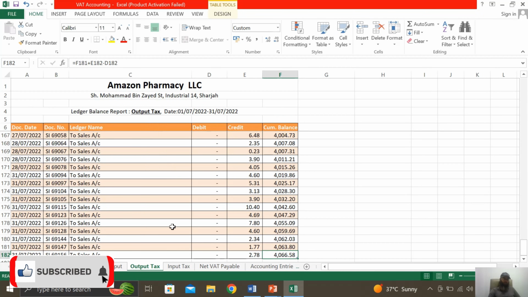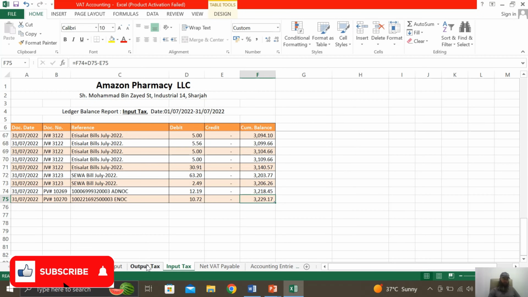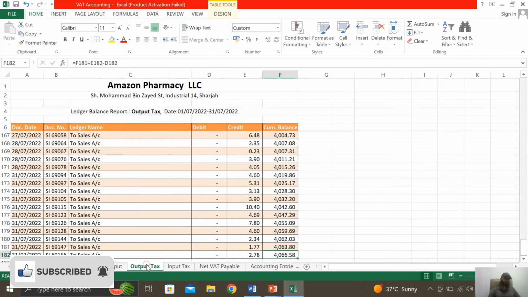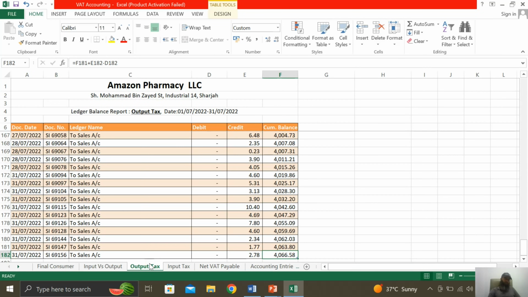The input tax ledger is also there. During the month of July there is 3,229 dirham. This is the VAT the company has paid on its purchases and expenses. Both the output and input tax ledgers are maintained in the chart of account.